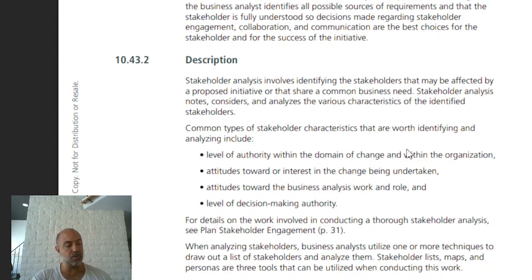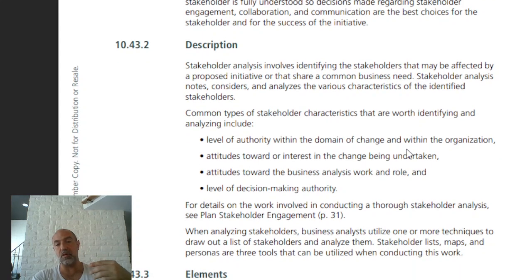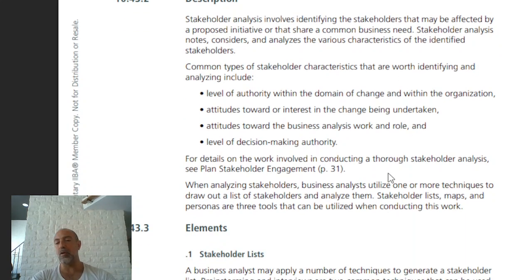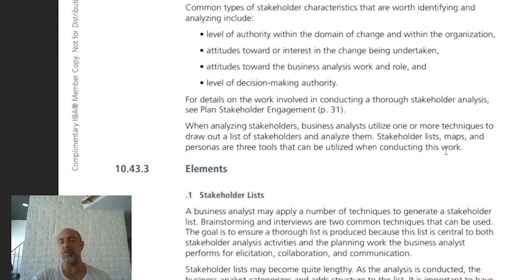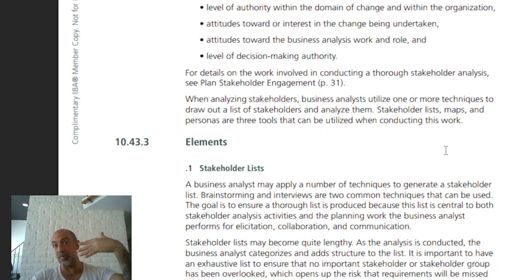Who the stakeholder is, what they're mapped to, what their work is, and what they are like. Common types of stakeholder characteristics worth identifying are authority level within the domain, change, and organization; attitudes towards the interest and the change being undertaken; attitudes towards the business analysis work and role; and level of decision-making authority. These are characteristics of the stakeholders you're working with. It could also be like a 9 to 5, or that he checks in while other stakeholders just sign off or something like that.